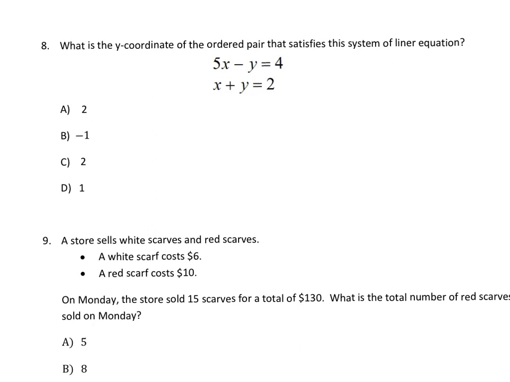All right, again, number 8 of Unit 7 review. Let's read it. What is the y-coordinate of the ordered pair that satisfies this system of linear equations? The first equation is 5x minus y equals 4. That's the first equation. The second equation is x plus y equals 2.